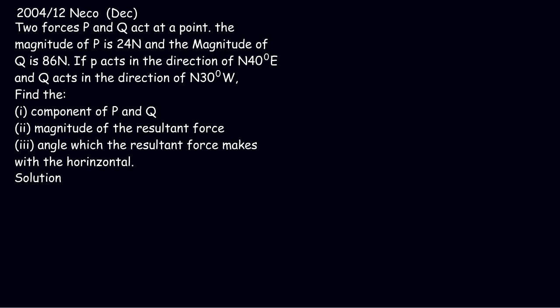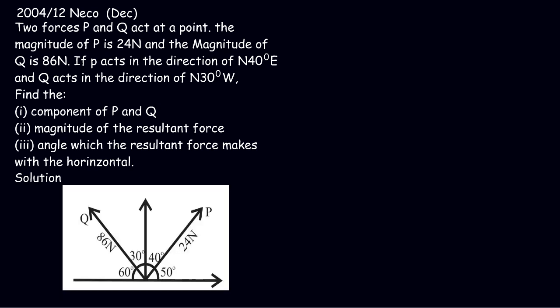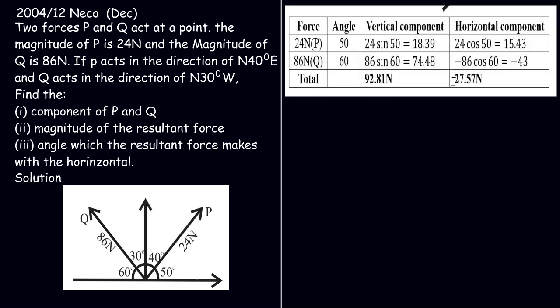Now from our knowledge of bearing, we try and sketch out our forces, and when we do that we get the diagram as shown on the screen. Mind you, we are taking our angle with respect to the horizontal, so if the angle is with respect to the vertical, we subtract it from 90 and get our corresponding angle. Now tabulating our values for our force, which is the 24 Newton, the angle to the horizontal is 50 degrees, and our vertical component will be 24 sin 50, which is equal to 18.39, and our horizontal component will be 24 cos 50, which is equal to 15.43.